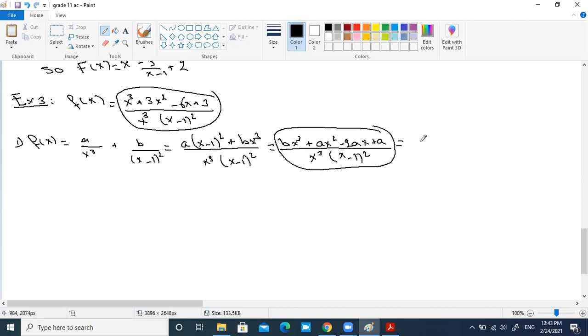Why did I put a into x minus 1 squared? Expand this. Take common denominator. So here multiply by x minus 1 squared, and here multiply by x cubed. I don't really know how to take a common denominator, honestly.